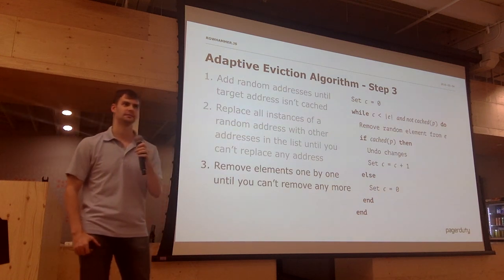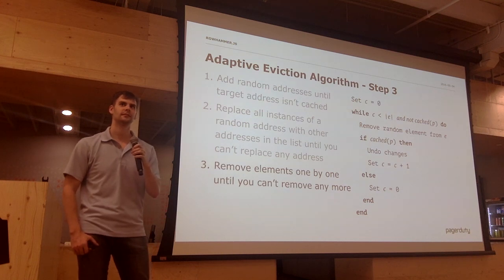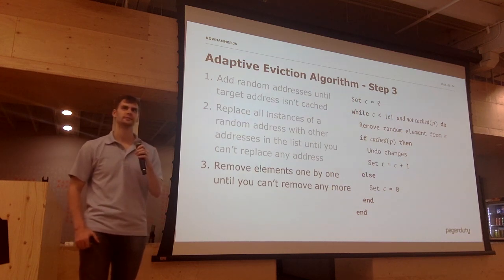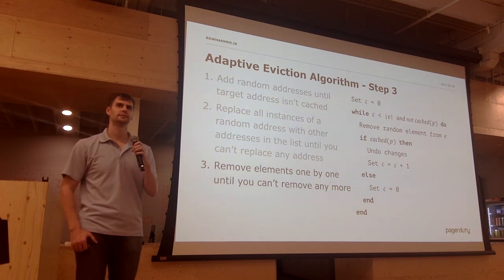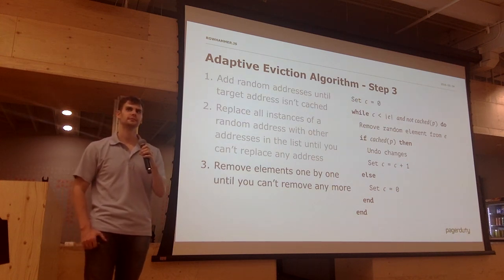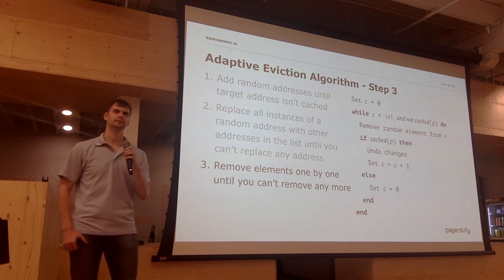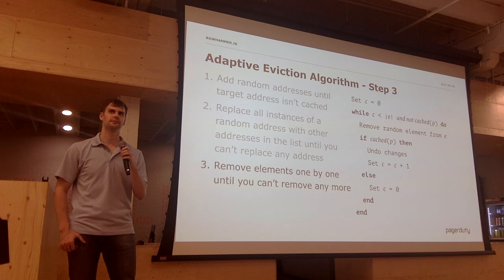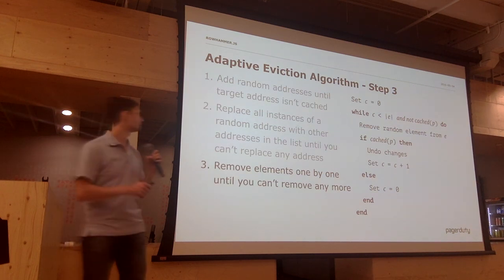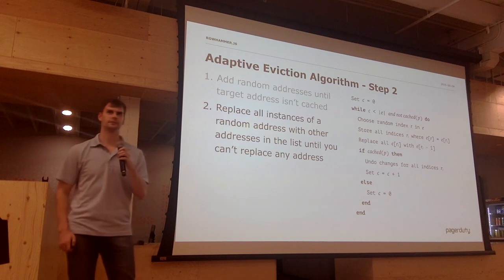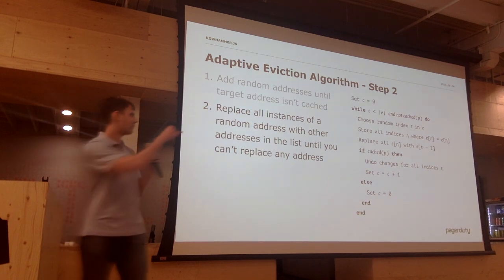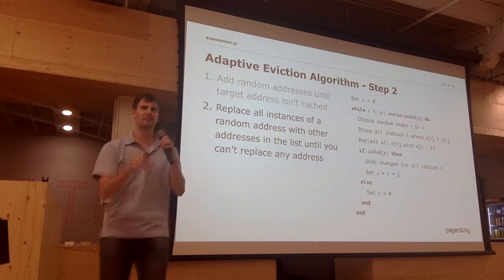So when you're talking here about like you add random addresses, is this into some new list? It's a list of indexes, yeah. Okay. So you're adding pseudo random indexes, you just pick random indexes from the array, hoping to find ones that work. And the part that I understand the least is, I think, step 2, replace all instances of a random address with other addresses in the list. Okay, those are random addresses within the list.